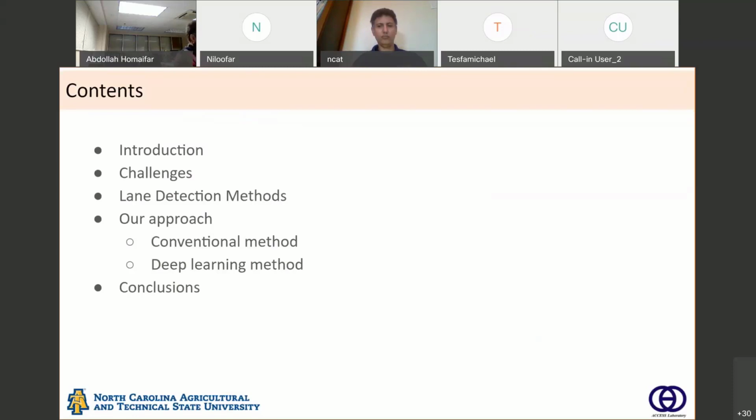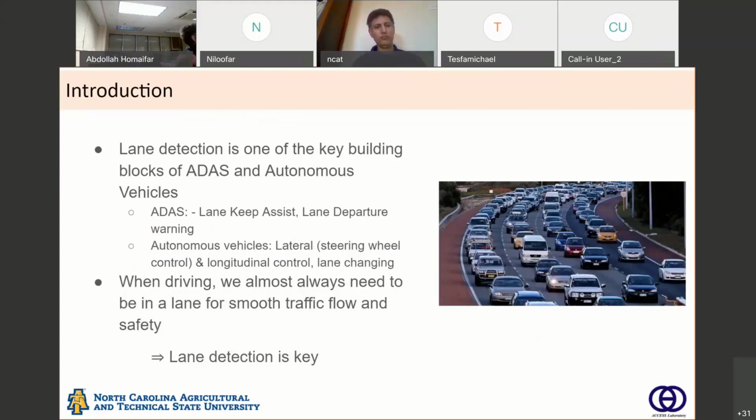And I will talk in detail about the conventional methods of lane detection, and then I have also the second method, deep learning based lane detection method. And at the end, I'll give you some very brief conclusions based on the presentation. Okay, introduction.